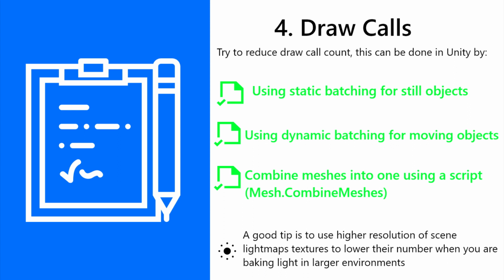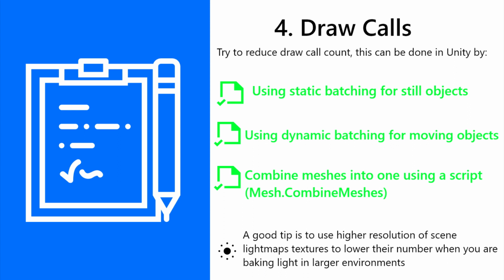But you have to be careful not to create too large objects which can't take advantage of view frustum culling on some platforms. In general, the key is to use as little materials as possible and share them across the scene. You will sometimes need to create atlases from textures to be able to share one material between distinct objects. A good tip is also to use higher resolution of scene light map textures, not generated resolution but texture output resolution, to lower the number when you are baking light in larger environments.